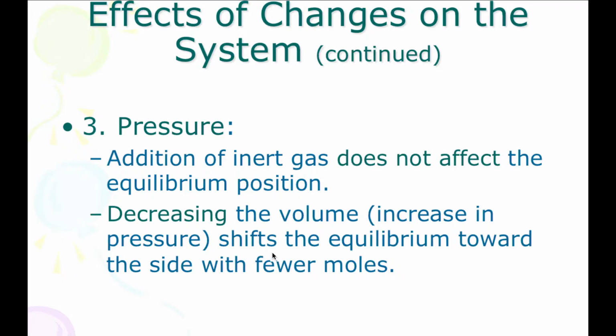If you add pressure by decreasing the volume, it'll shift towards the side with fewer moles of gas. So this is something to keep in mind. When you add pressure, it shifts to the side with fewer moles of gas. What if in the reaction, neither side has fewer moles of gas? Then it would have no effect. But if you decrease the pressure, so do the opposite, what happens? Well, if you decrease the pressure, then it will favor the side with more moles of gas.